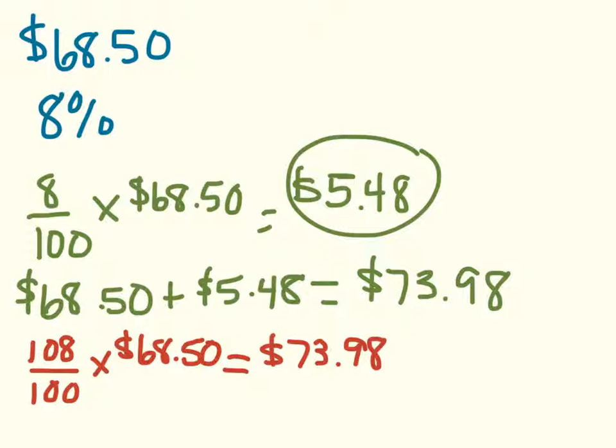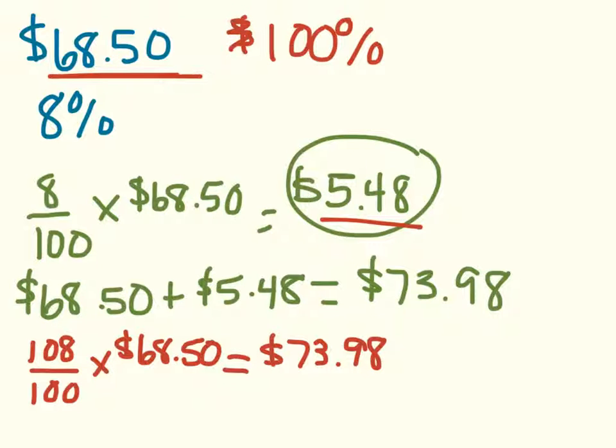So in this case, instead of adding total cost of meal plus cost of tax, we added 100% the cost of the meal plus the 8% cost of the tax to get 108%. So either way works. Okay, now I'll show you method 2.